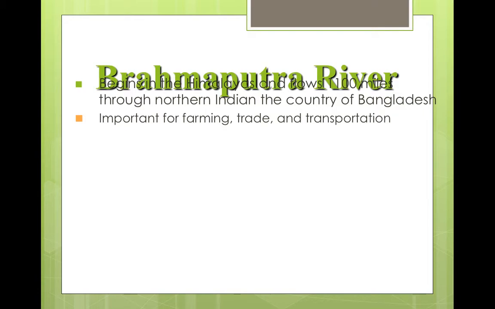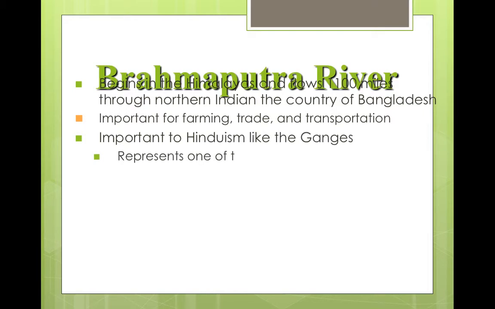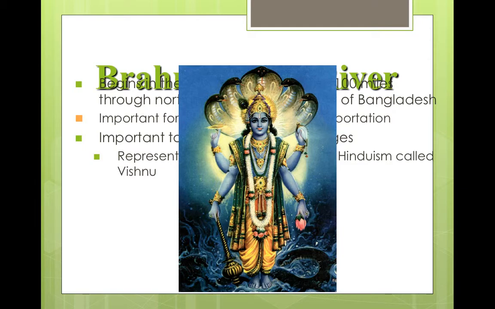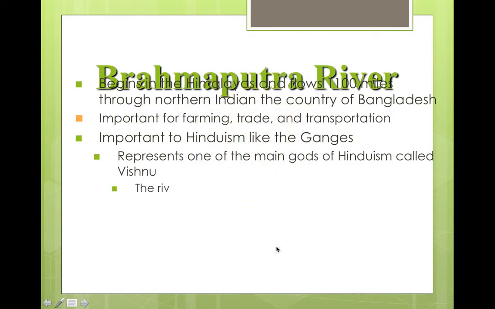I haven't really discussed that. So the farming was pretty obvious, but transportation meant that you can get from one place to another. So if the river itself flows from the Himalayas to Bangladesh, that means you can travel on this river from the Himalayas to Bangladesh, making it really easy to get through and around. It's important to Hinduism, like the Ganges, which represents some of the major gods of Hinduism. And it preserves life along its riverbanks.